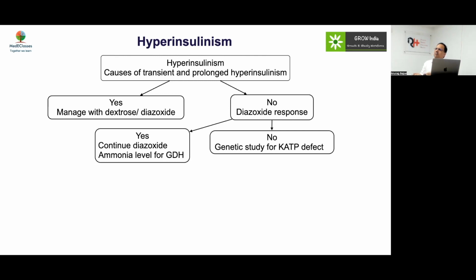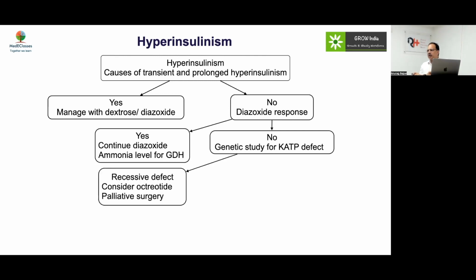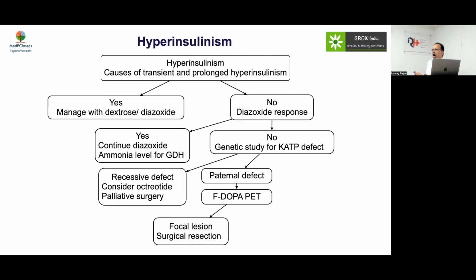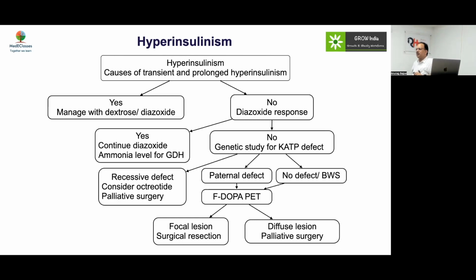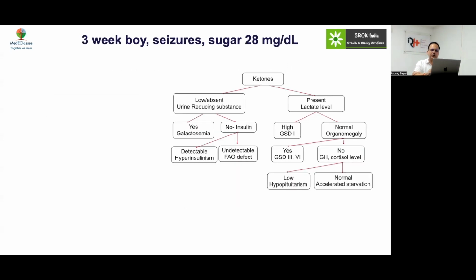If you have a paternally inherited potassium ATP channel defect, it suggests this is most likely a focal disease, and then you can do a fluorodopa PET. However, if you have a recessive defect, it is not going to be focal, it has to be diffuse, and you have to consider surgery. If you have no defect on genetics and there is Beckwith-Wiedemann syndrome, then you can do imaging, because Beckwith-Wiedemann may also have a focal form. So the most important part here is diazoxide responsiveness, and we'll talk about what we mean by that, and then genetic study for the potassium ATP channel defect in a non-responsive individual.